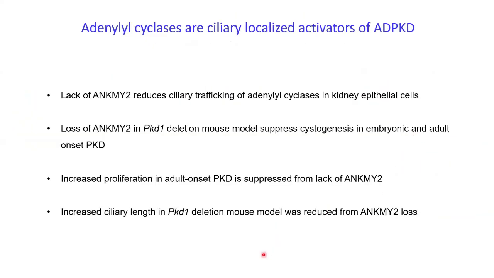So the conclusion: ACs are ciliary localized activators of ADPKD. Lack of ANC-MI2 reduces ciliary trafficking of ACs in kidney epithelial cells, and loss of ANC-MI2 in the PKD1 knockout mouse suppresses cystogenesis, proliferation, and ciliary length.